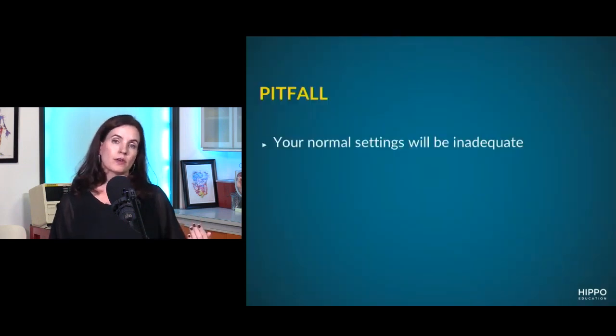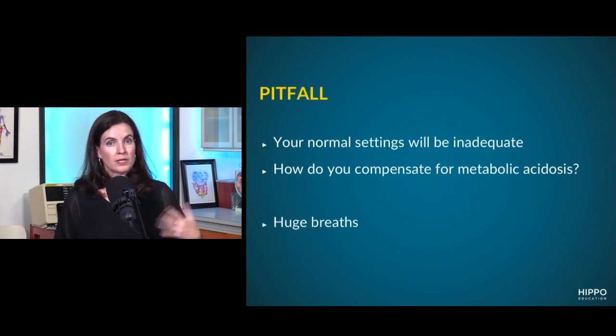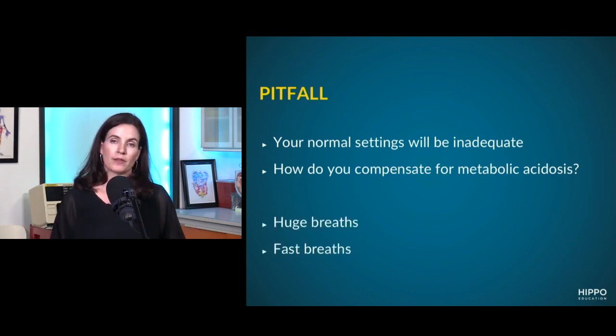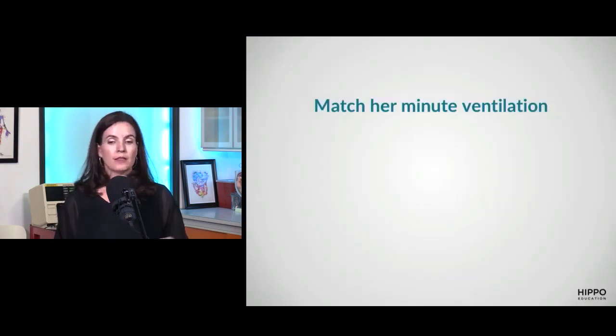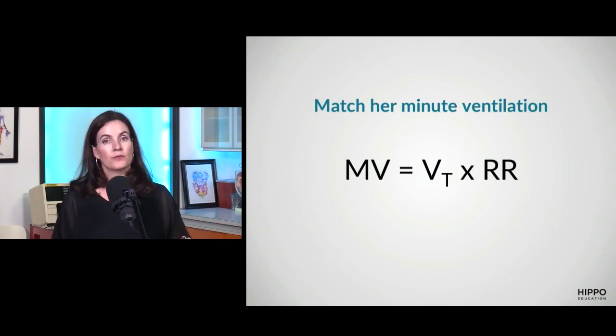Your normal settings are inadequate because of how she's compensating for her metabolic acidosis. We compensate with our respiratory status by taking huge breaths and really fast breaths. When you look at these DKA patients from the end of the bed, they are taking giant breaths at a high rate, blowing off all that PCO2 to try to compensate for the low bicarb. So when you're setting the vent, you need to match her minute ventilation. Minute ventilation is your tidal volume times your resp rate, so you need to figure out her tidal volume and her resp rate.